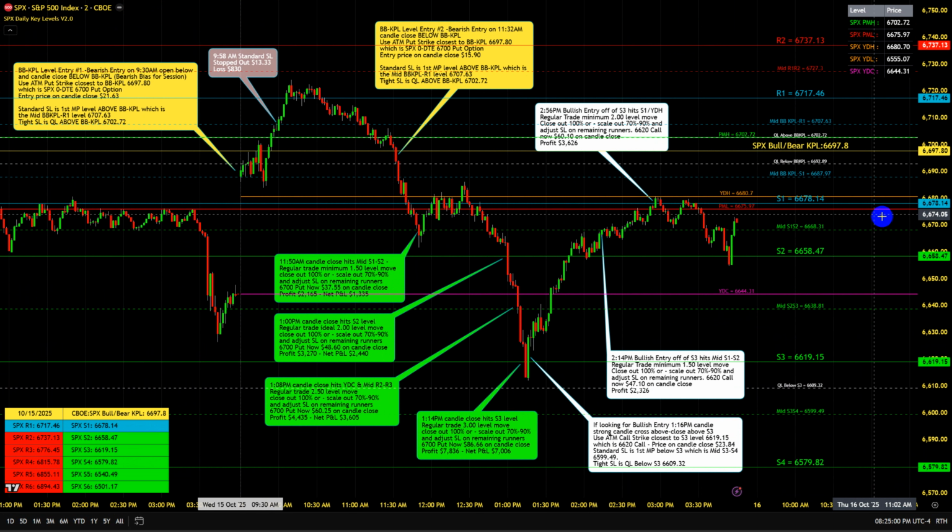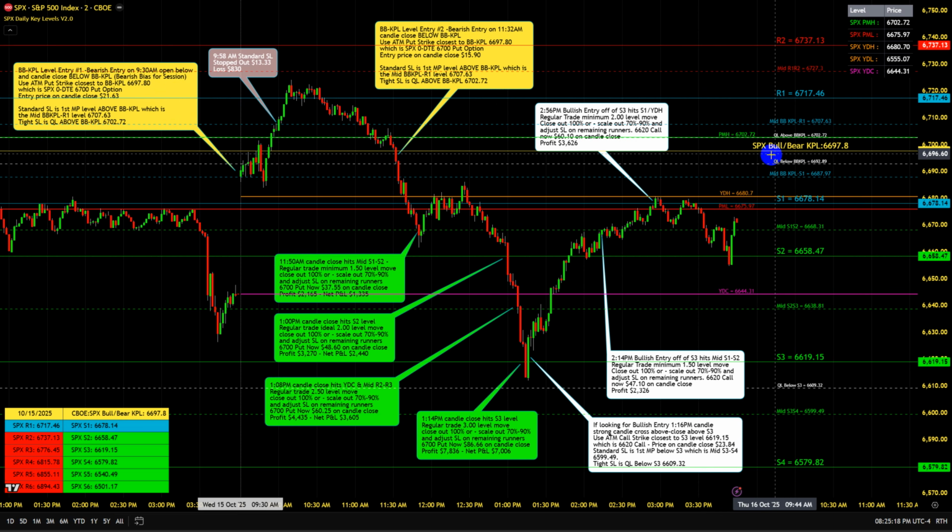But at the beginning, we just typically have R2 through S2 or R3 through S3, and that will give you a lot better look, more of a granular look at the levels for your decision making.